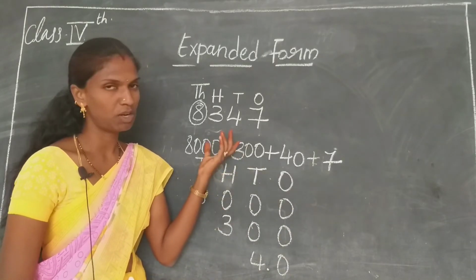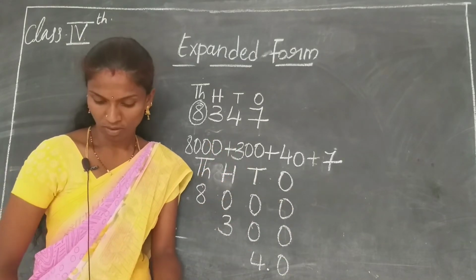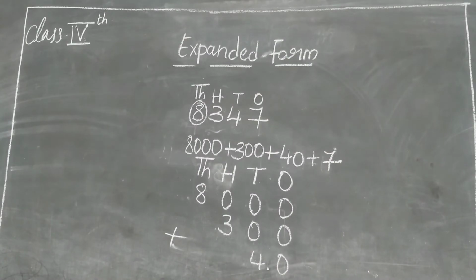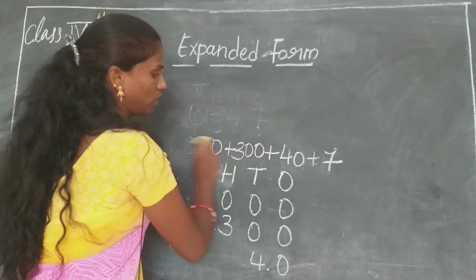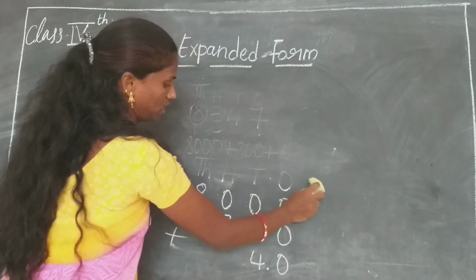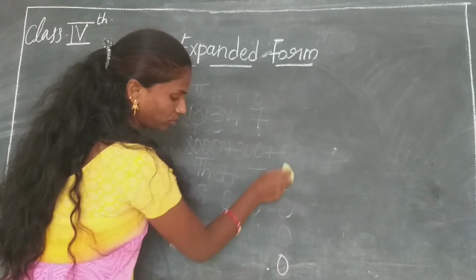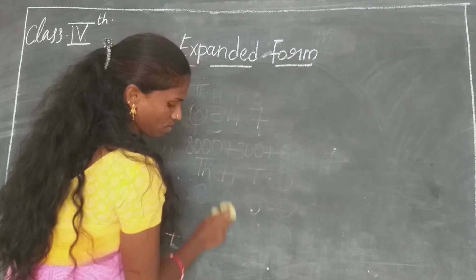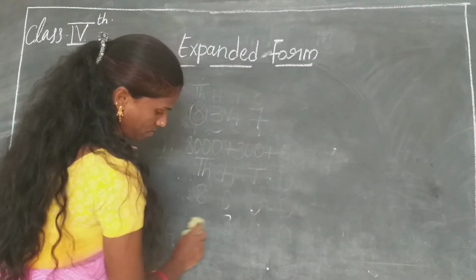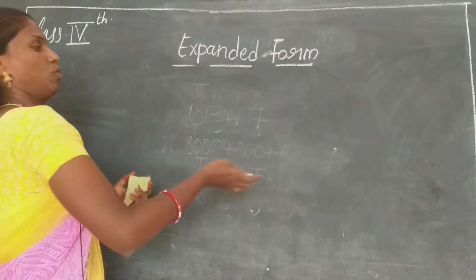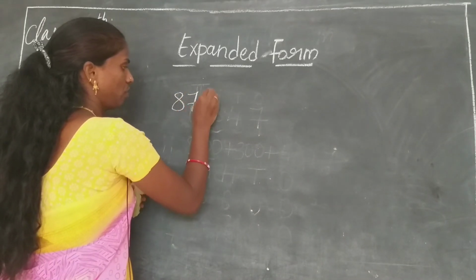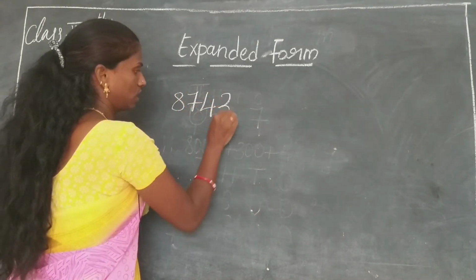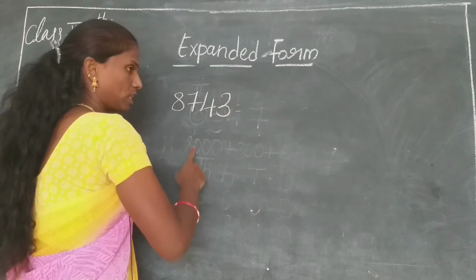Did you understand, children, what is expanded form? Okay, we will take some more numbers and we will do the expanded form of those numbers. See here. Now I am taking some more numbers: 8, 7, 4, 3. So how to expand these numbers?